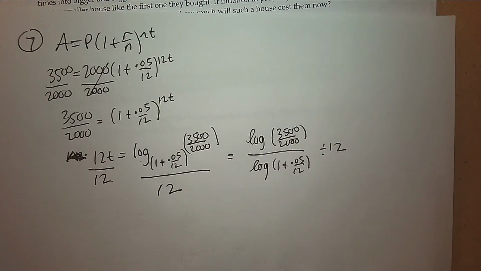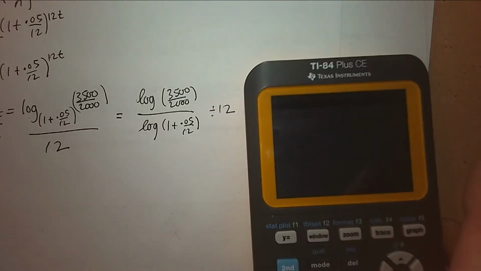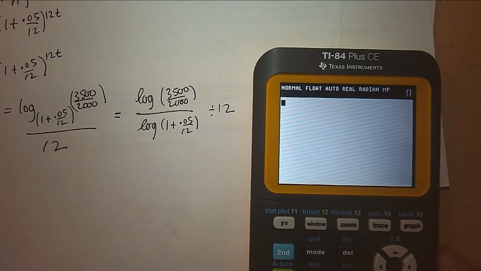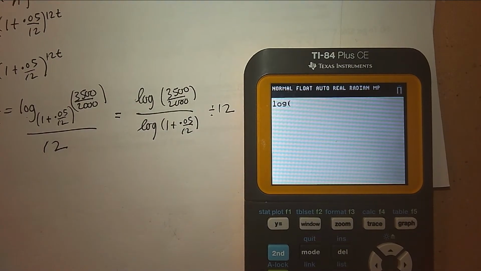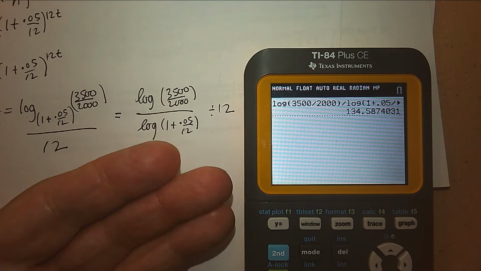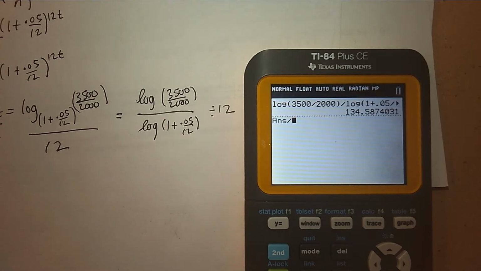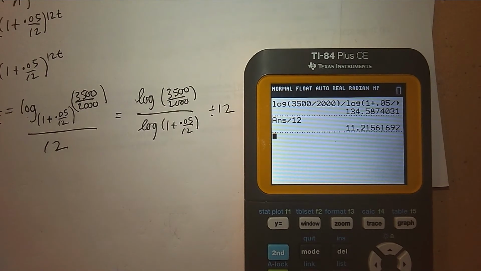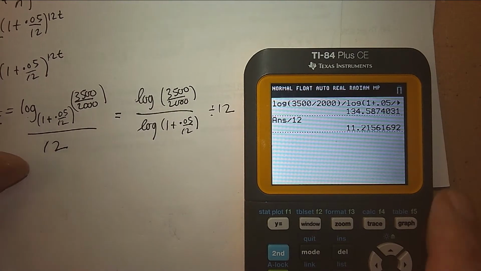All right, here we go. So what would that look like in your calculator if you did that? Perfect. All right, so the log button, so just log. Again, if you don't see the base, it's a common logarithm. So 3,500 divided by 2,000. And now I'm going to divide it, again, log, and this is going to be 1 plus 0.05 divided by 12. And I'm going to get an answer. So there's my answer, but I take that answer divided by 12. And there I go. So it says 11 point so on.